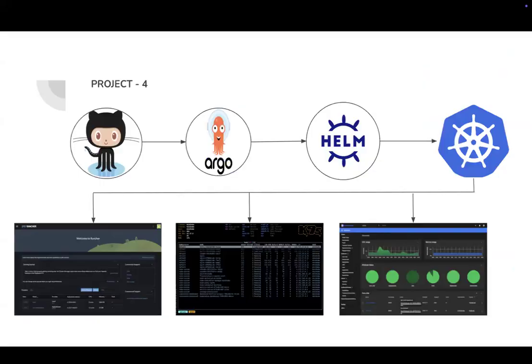And project number four is where we are going to integrate our Kubernetes cluster with Helm and Argo CD. Whenever there is any change in the deployment files in our GitHub repository, Argo CD will automatically deploy the changes to the Kubernetes cluster, without us manually interacting with the cluster. We are also going to deal with Helm charts as part of project number four.